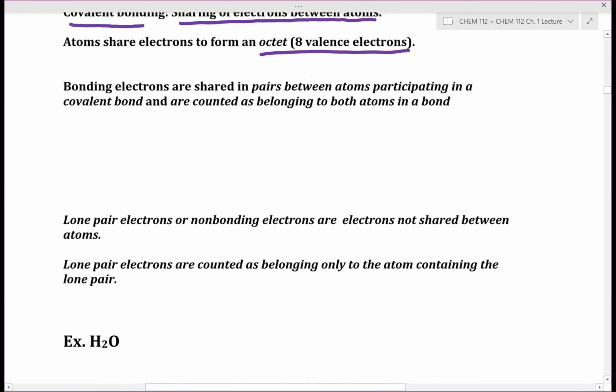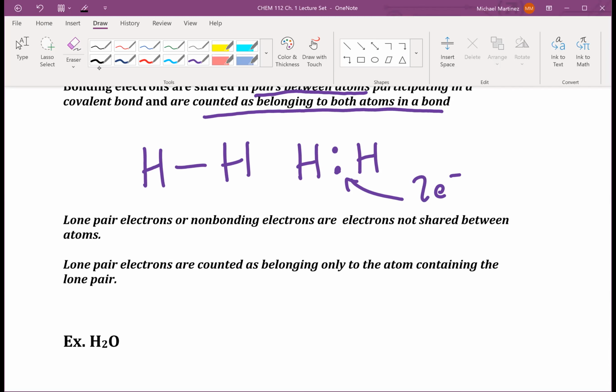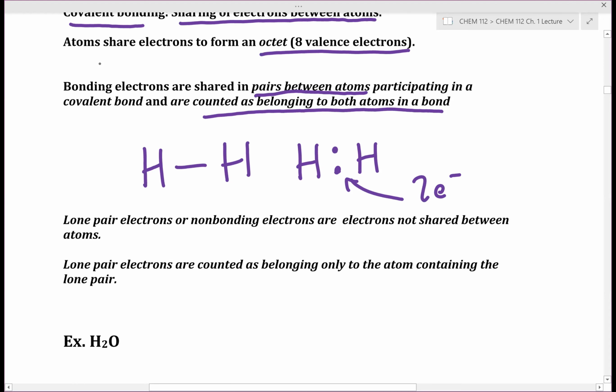Okay, bonding electrons are shared in pairs between atoms, and they are counted as belonging to both atoms in a bond. So what do I mean by that? If we think about a hydrogen-hydrogen single bond, we can either abbreviate with a line or with a pair of dots. We have 2 electrons shared in a bond between our hydrogen atoms. If we look at each hydrogen atom individually, let's define how many electrons belong to each. Looking at this hydrogen atom on the left, how many electrons does that hydrogen atom have to its name? 2.